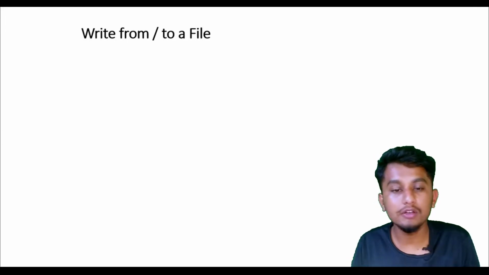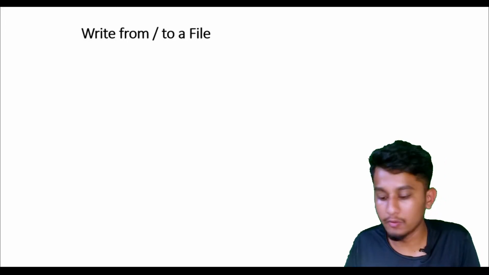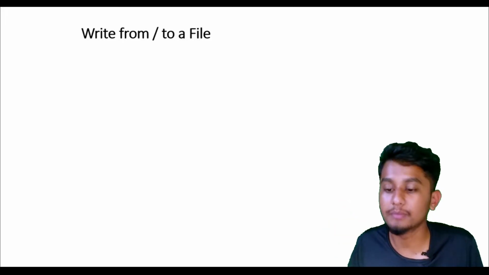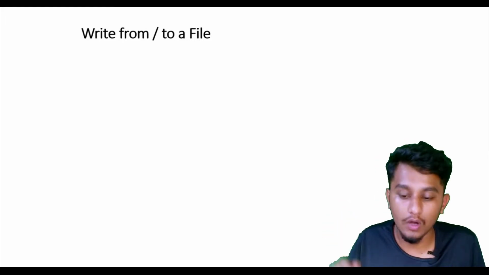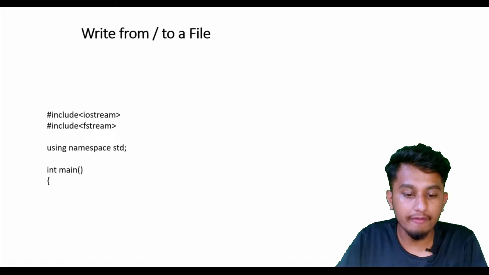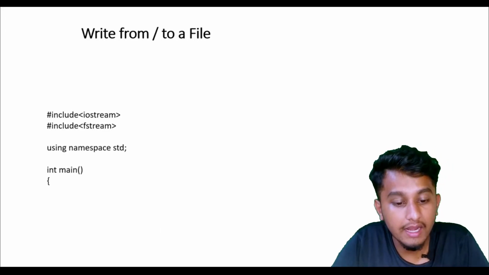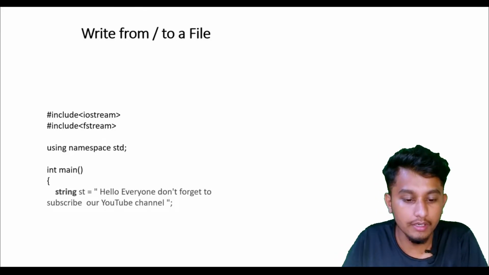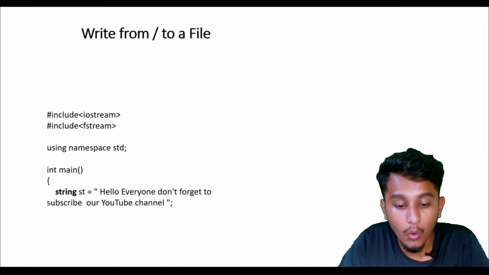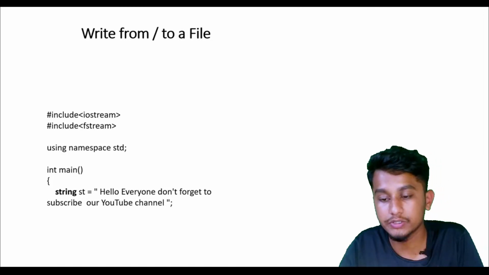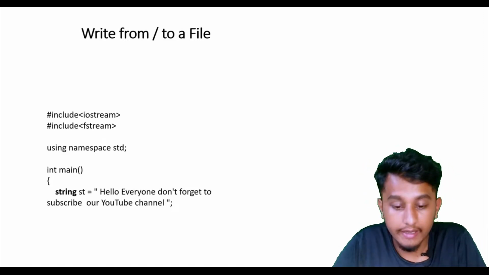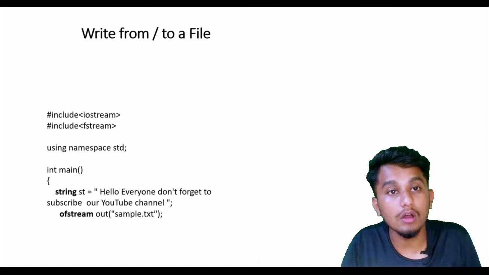Now we have not written anything to a file till now. We have created a file, and we have read the data from the file. Now what we are trying to do is write data into a file. Here we have included the header file, used namespace std, and the main function starts. Now here we made a string variable which will hold the data that we want to enter into a file, for example, "Hello everyone, don't forget to subscribe to our YouTube channel."